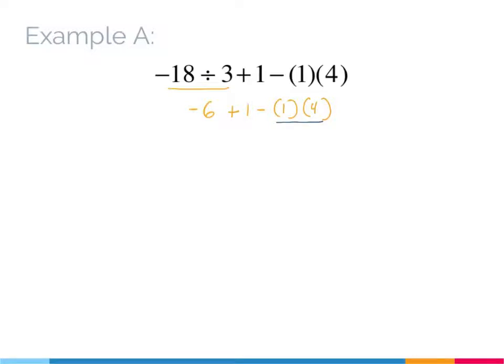And again, I'm going to copy everything else down that I'm not going to touch. So I'm going to bring down this negative 6. Going to bring down my plus sign, bring down my 1, bring down my negative sign. 1 times 4 is 4, so I'm going to write that right down, and I'm going to go to the next step in my problem.